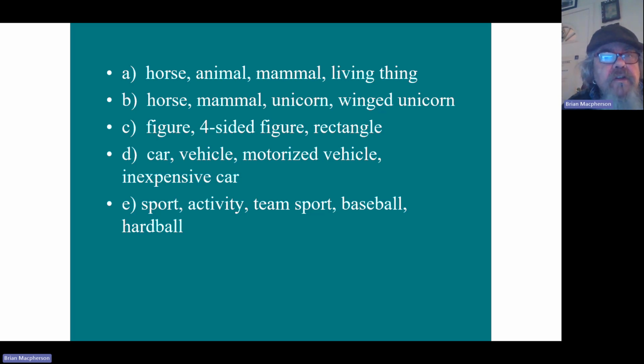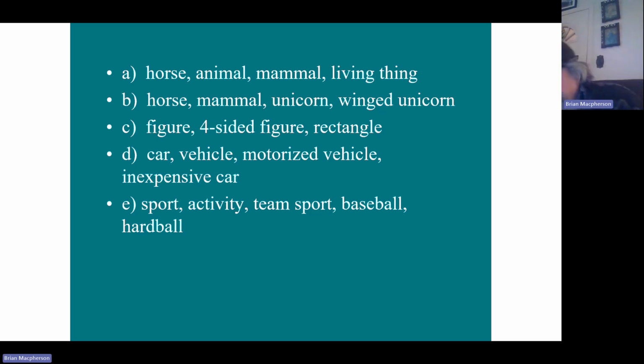So this illustrates that as the intension increases, the extension decreases. When you go from living thing to animal, the intension increases and the extension decreases. When you go from animal to mammal, the intension increases but the extension decreases. And when you go from mammal to horse, the intension increases but the extension decreases. So as intension increases, extension decreases, just a general rule of thumb.